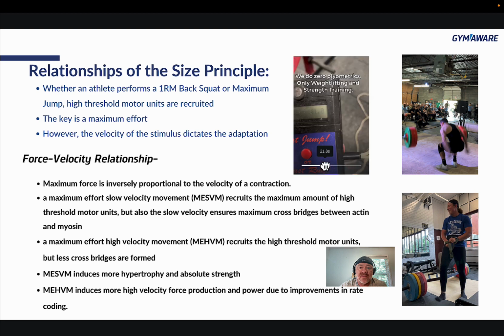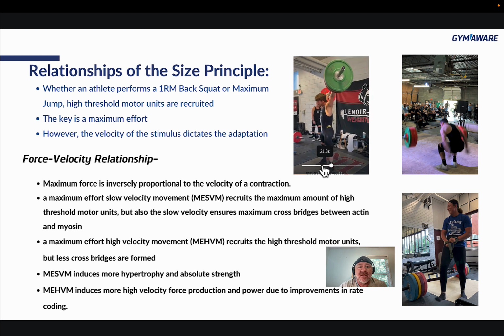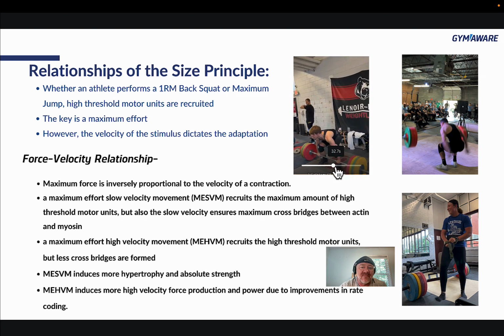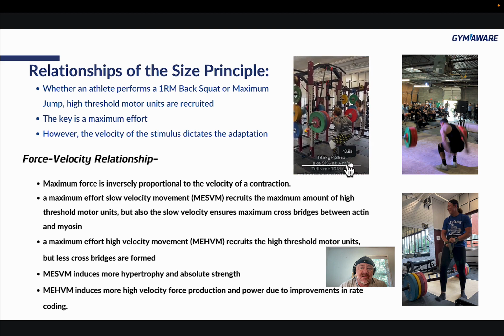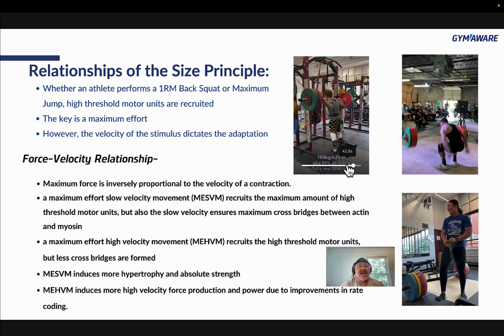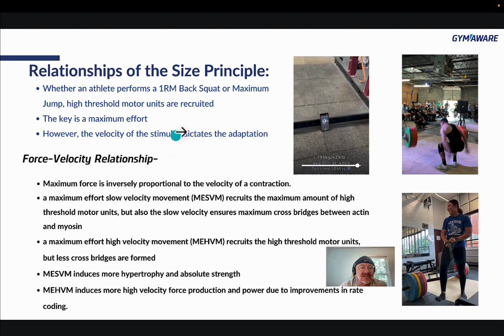We'll fast forward. Whether he's doing a snatch here, same maximum effort. That's a faster contraction. Not as fast as the jump, but faster than, say, a squat. All of those require maximum effort and high threshold motor units. However, the adaptation created by each is going to be different.